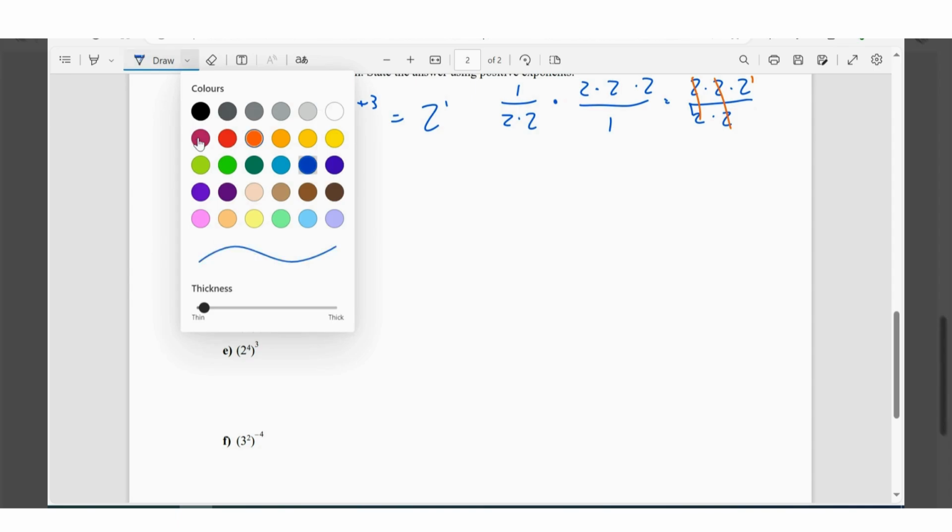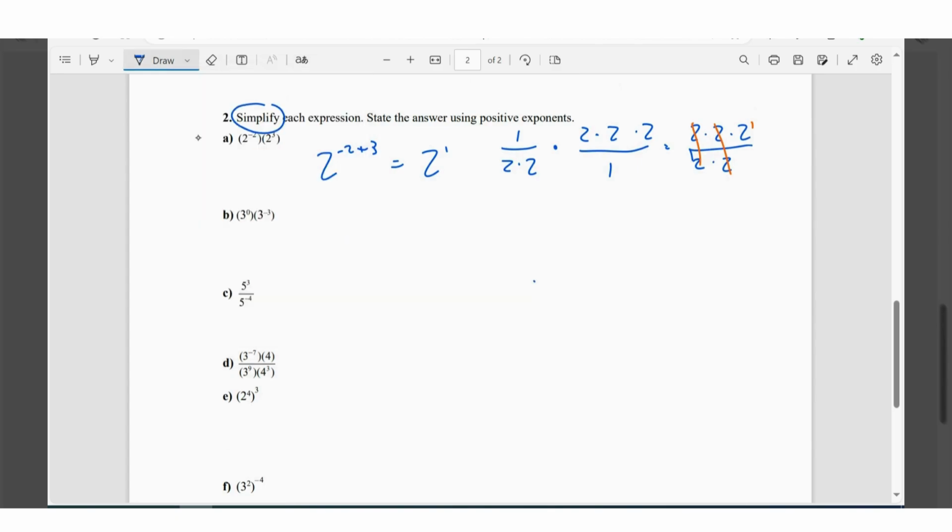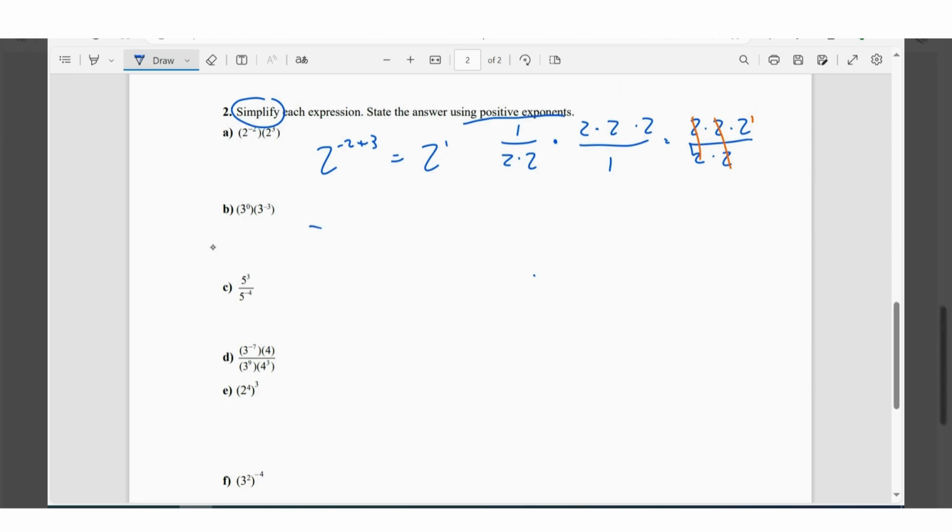Let's try the next one. I don't know if I pointed out, but we are just simplifying. And they want us to state the answer using positive exponents. We don't need to evaluate. We don't need to make it into standard form, but we do need to show it in a simplified version with positive exponents. So we have base 3. We have 0 plus negative 3, because it's multiplying. And so we get 3 to the negative 3, which equals 1 over 3 to the 3. If we were evaluating, that'd be 1 over 27.